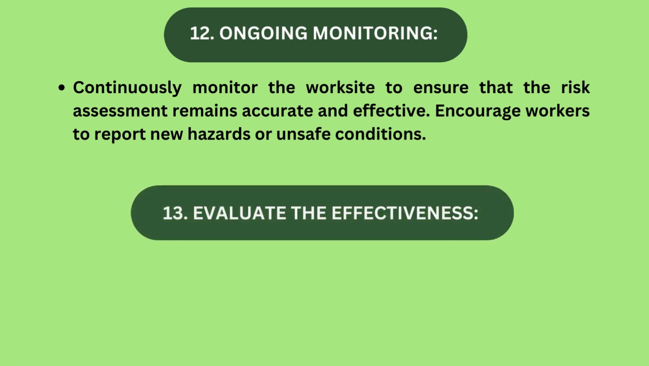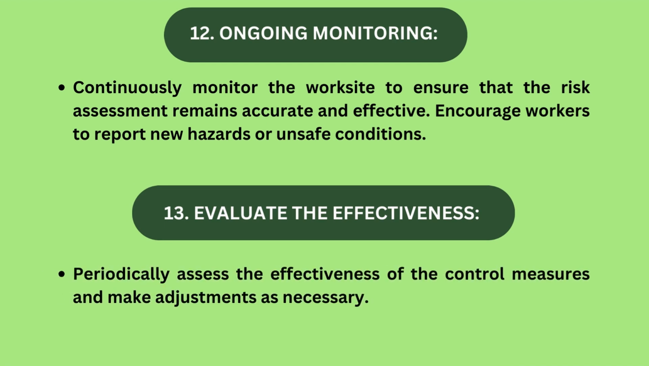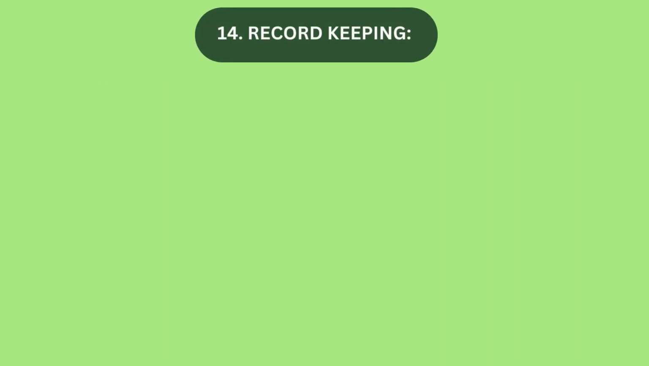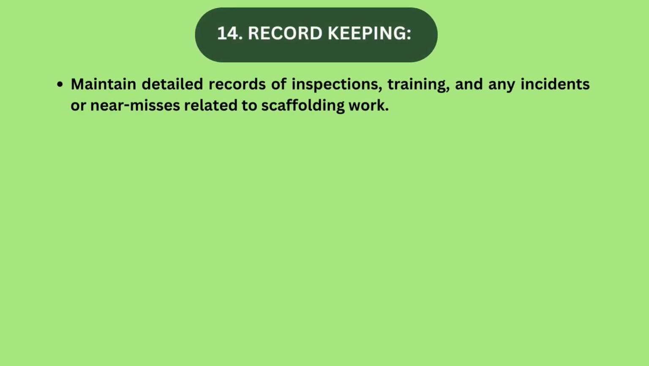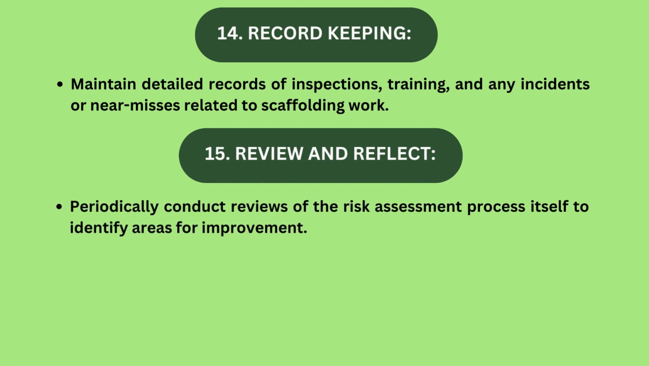Step 13 is evaluate the effectiveness. Periodically assess the effectiveness of the control measures and make adjustments as necessary. Step 14 is record keeping. Maintain detailed records of inspections, training, and any incidents or near misses related to scaffolding work. Then step 15 is review and reflect. Periodically conduct reviews of the risk assessment process itself to identify areas for improvement.